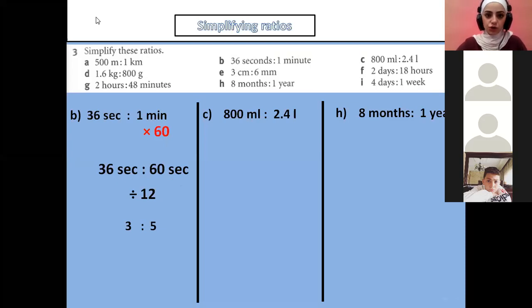Okay, quick. Who can do question C? Please, those who answered, lower your hands because I want to give a chance for those who didn't. Habib? Yes, Habib, question C. You have 800 ml and 2.4 liters. 2,400 milliliters. Excellent.